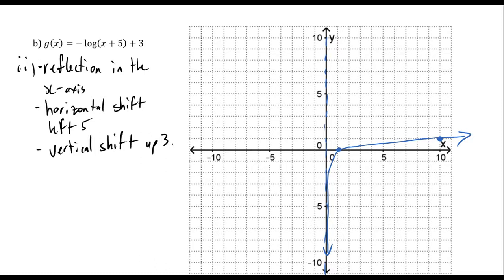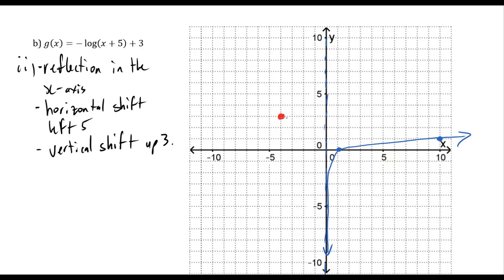A reflection will not move that point. It's going to stay in the same place. So again, the a value doesn't impact that point. A reflection will take this point and reflect it down to there, and then it's going to move over to the left 5 and up 3. Let's do this point first. 1, 2, 3, 4, 5. 1, 2, 3.